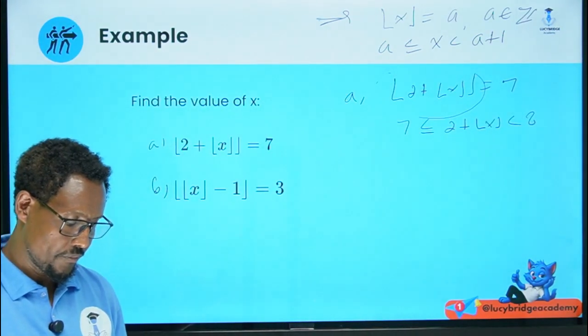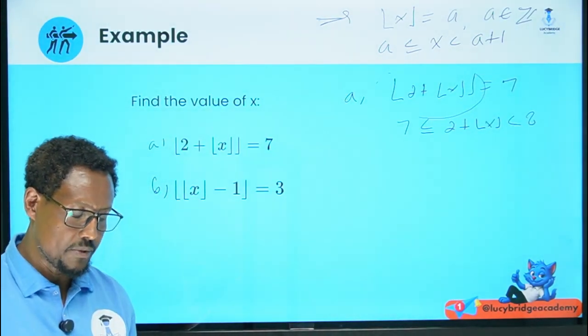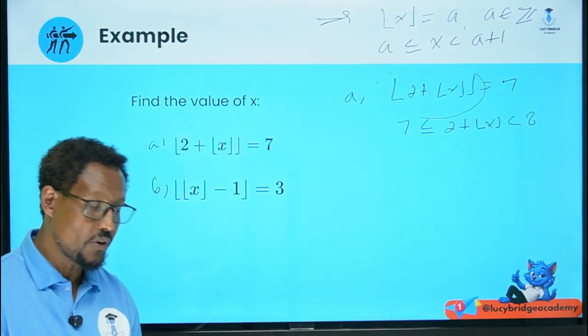Okay, so subtract 2 in the three parts of the expression, all right?